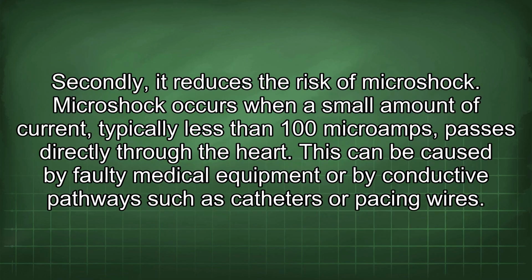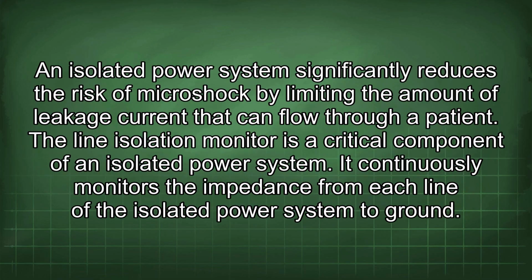Secondly, it reduces the risk of microshock. Microshock occurs when a small amount of current, typically less than 100 microamps, passes directly through the heart. This can be caused by faulty medical equipment or by conductive pathways such as catheters or pacing wires. An isolated power system significantly reduces the risk of microshock by limiting the amount of leakage current that can flow through a patient. The line isolation monitor is a critical component of an isolated power system.